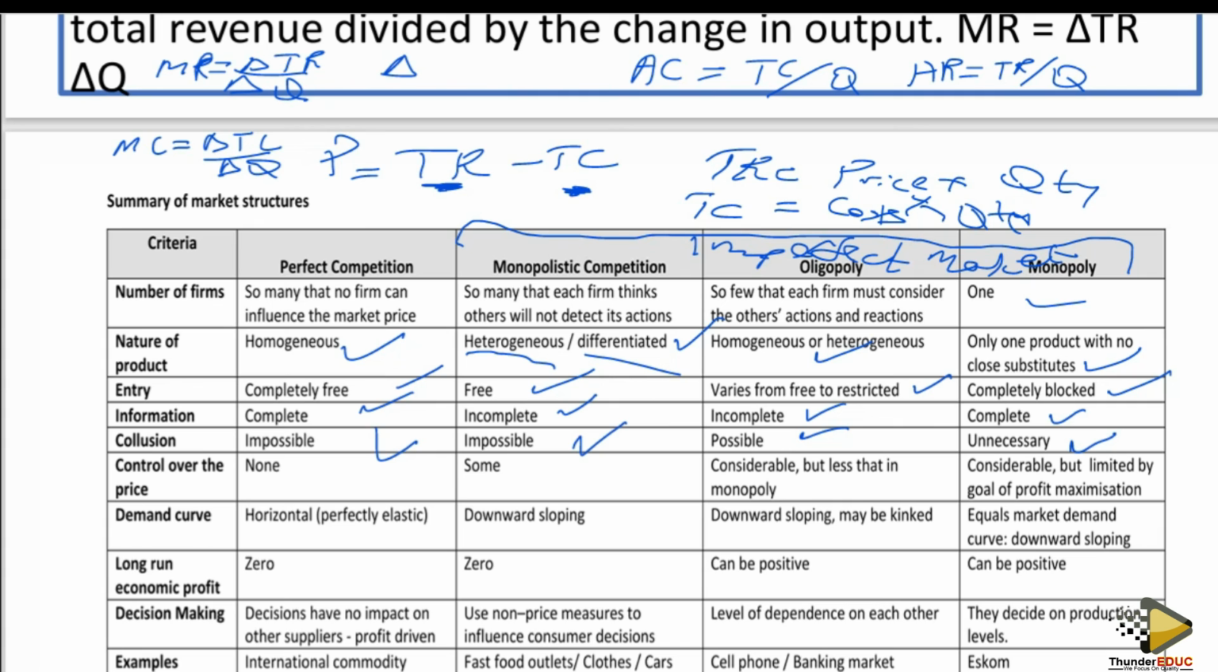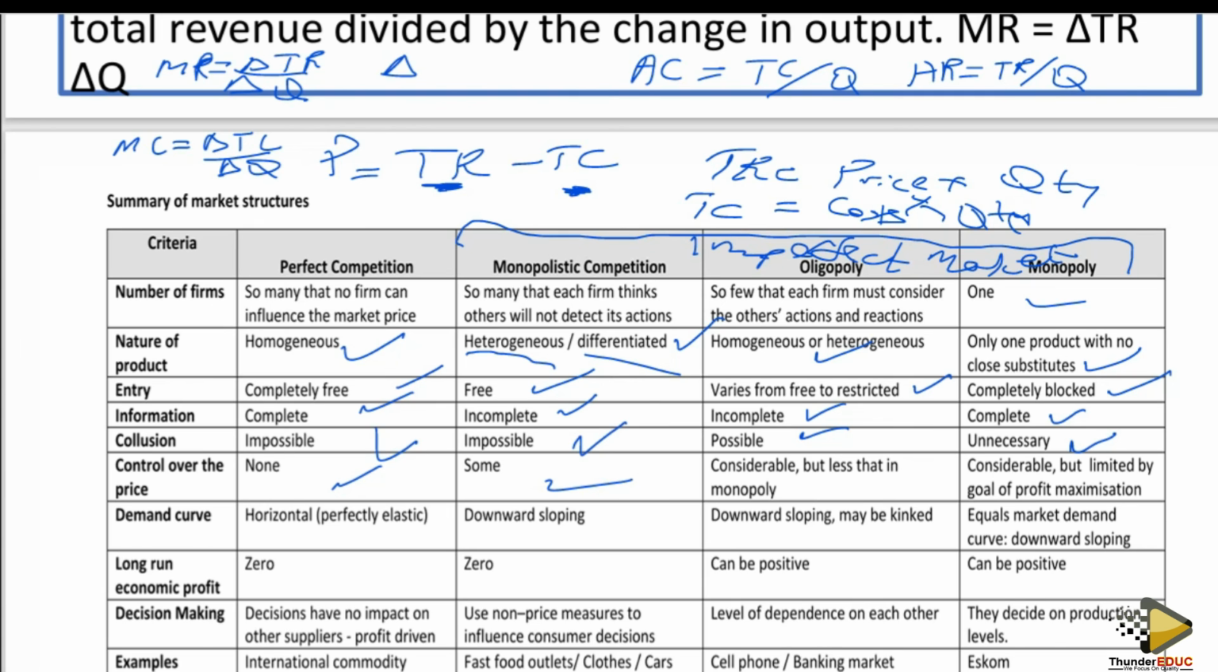So, control over the price. These ones are price takers. Under perfect competition, they can't influence any price. But under monopolistic competition, they have a slight influence. They can influence the price, but they don't have full influence.